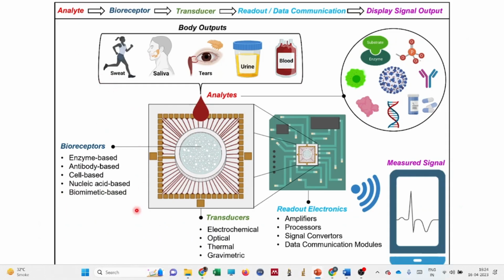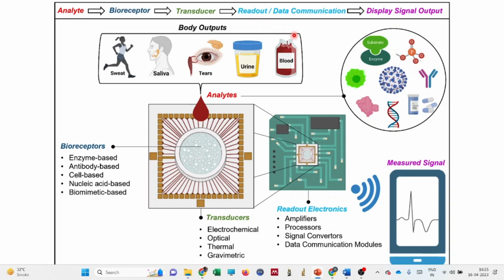So this is basically a schematic illustration of biosensing. Analyte-containing bodily fluids match with the bioreceptor, which can be an enzyme, antibody, cell, aptamer, nucleic acid or biomimetic based. And the matching of the analyte and the bioreceptor creates a change in the signal that is registered and converted to a measurable output by the transducer. Now, signal conversion can be by electrochemical, optical, thermal or gravimetric means, and the output signal is processed by the integrator or the discrete electronics, where the signal can be amplified, filtered or sent to desired device platforms.